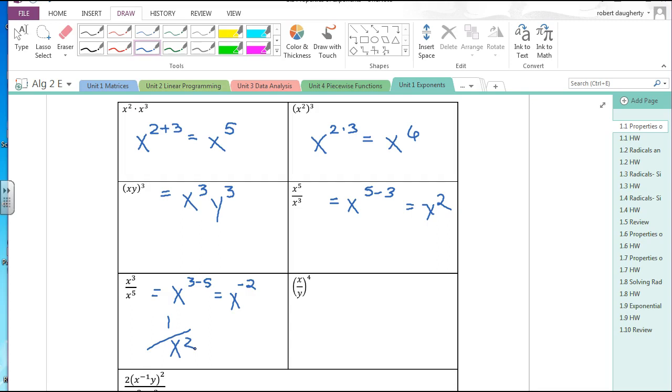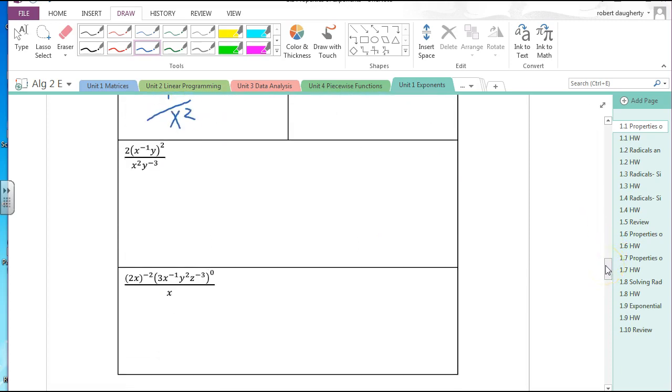What's this one here? Yeah, x to the 4th over y to the 4th. Okay. See, this is all pretty easy stuff, right? Okay, then it starts to get a little bit harder, I guess. So look at this one.